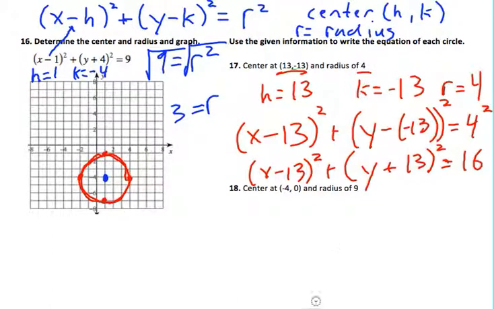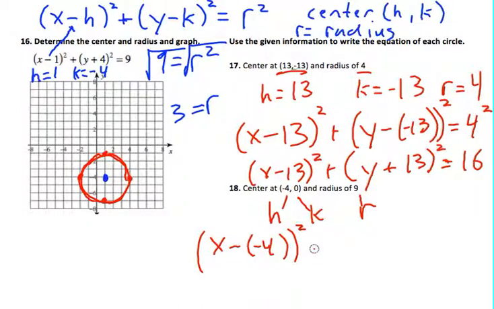Let's go ahead and do 18 pretty quickly. We have our h right there. We have our k right there. And then we have our r listed at the end of the sentence. So x minus h is going to be x minus negative 4. And we need to square that. Y minus k is going to be y minus 0. And then 9 is our radius, so our r squared is going to be 9 squared.